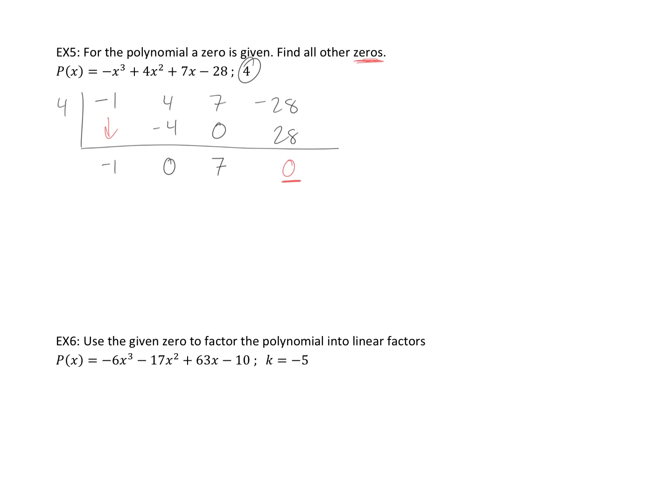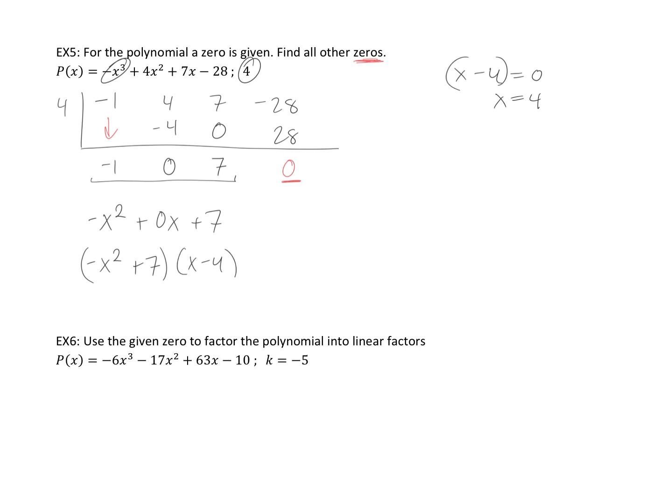How does that help me? Well, remember, I now know how to make the other polynomial from the remaining numbers. We just take it down 1 power, so it's going to be an x squared instead of an x cubed. That'll be -x squared plus 0x plus 7, which I can simplify down to negative x squared plus 7. That's what's left when I divide it by the 0 of 4. And remember that 4 is a 0, which means we know that x equals 4, or that x minus 4 equals 0. So this is my other factor. It's x minus 4.